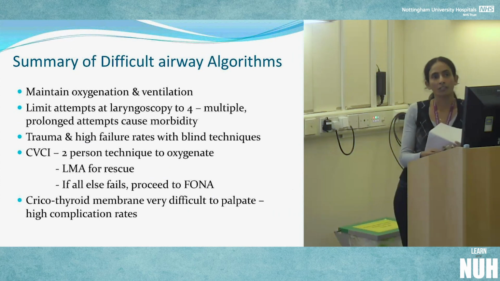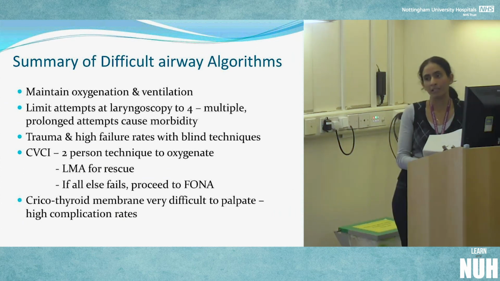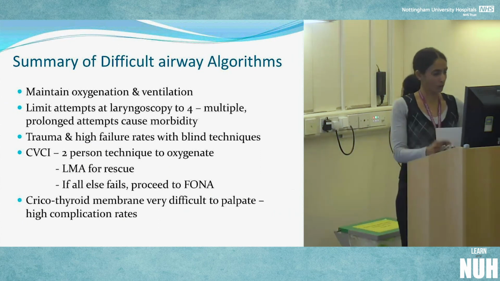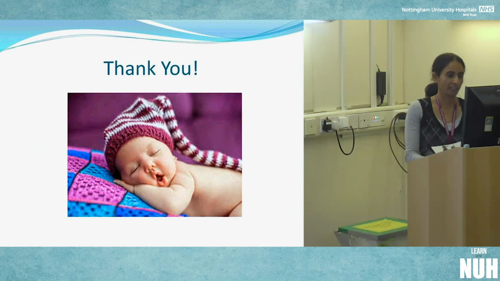Because their tissues are really, really delicate. Trauma and high failure rates with blind techniques. If you're in a can't ventilate, can't intubate situation, which I hope none of us are in, try a two-person technique to oxygenate. LMAs are really, really useful to try as rescue methods. And if all else fails, proceed to front of neck access, which John's going to talk about, and can be really difficult.